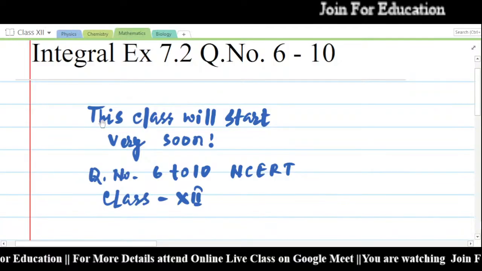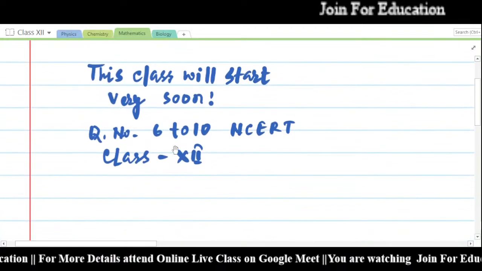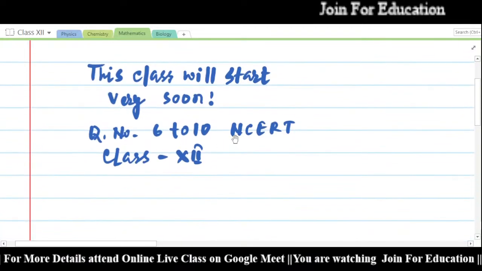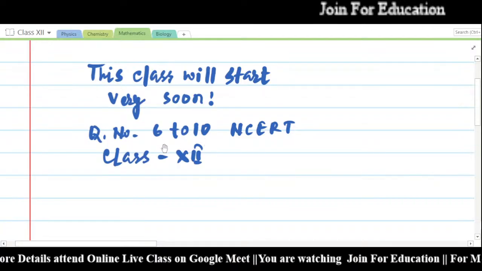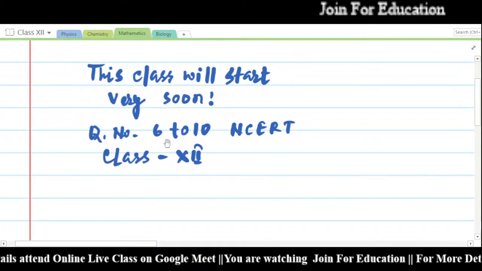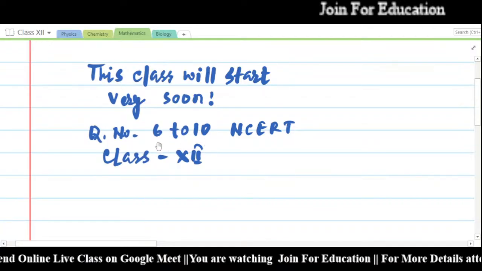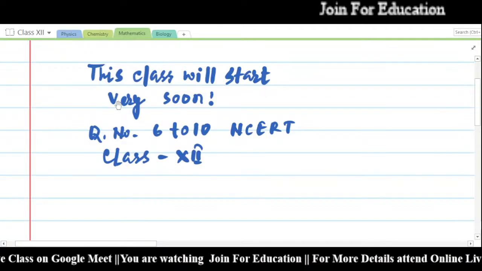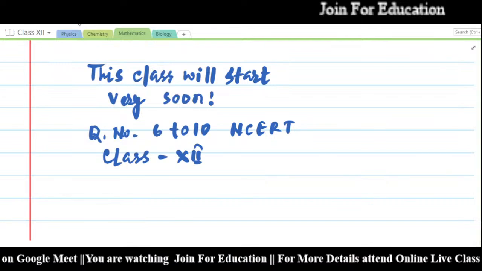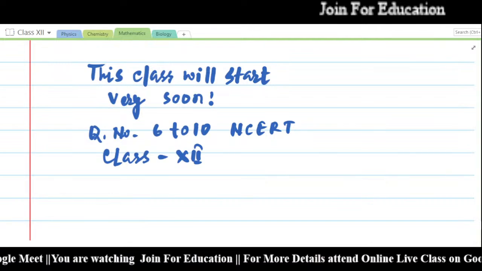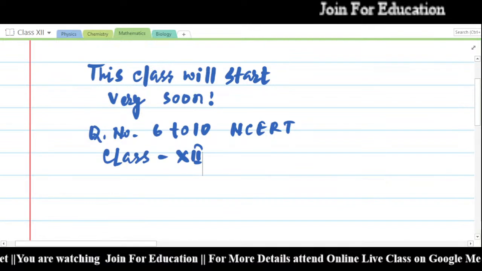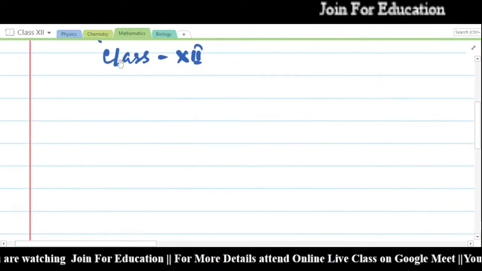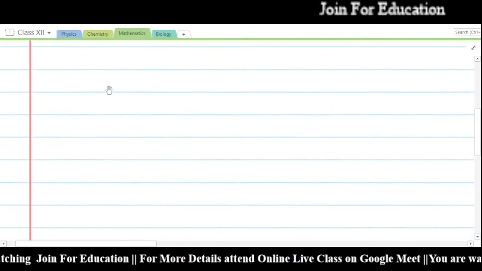In this class, I am going to solve question number 6 to 10 of the NCERT textbook of class 11. So this class will be useful to the schooling students of class 12 having the subject mathematics. Let's see question number 6. All questions, question number 6 to 10, are based upon the substitution method.